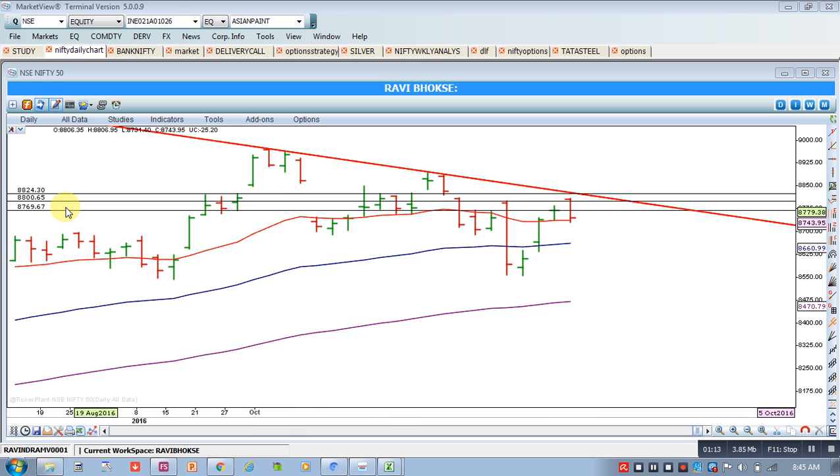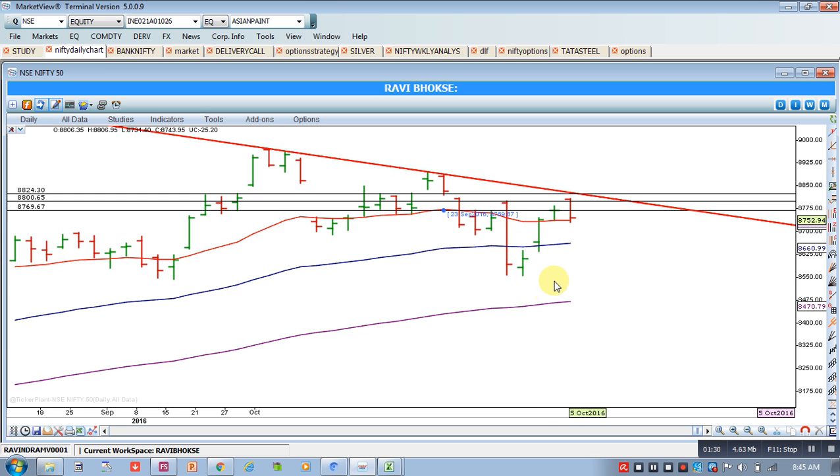The 8,800 level is a psychological barrier. First of all, the reason why the 8,800 level is a psychological barrier is that in the past it has tested resistance so many times. So this resistance will be retested again and again, and that's what we have seen yesterday.